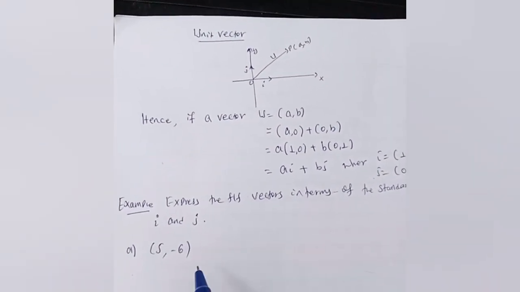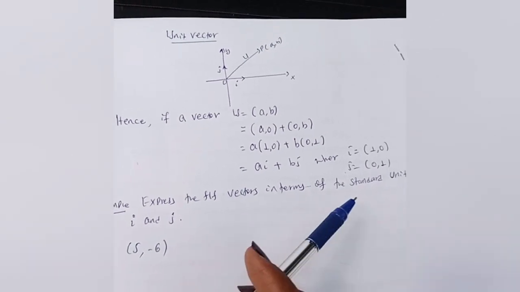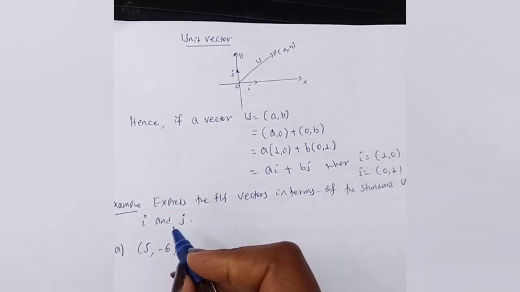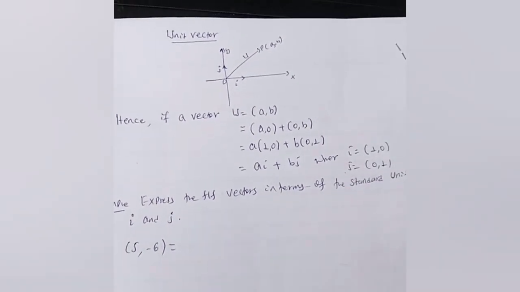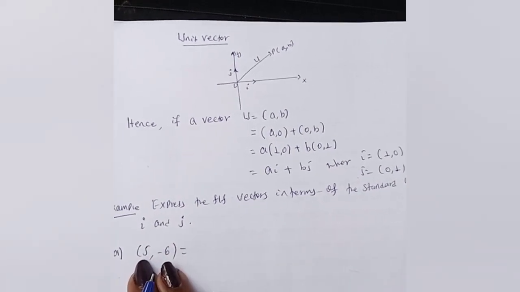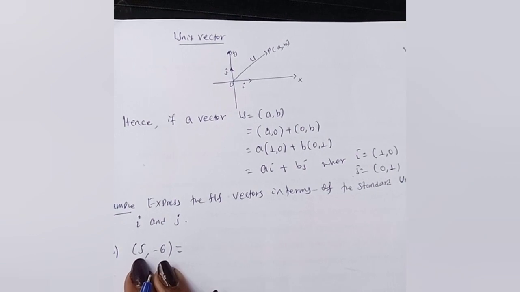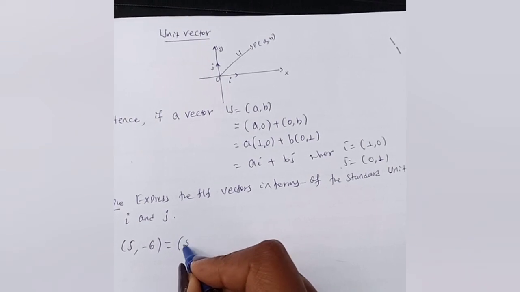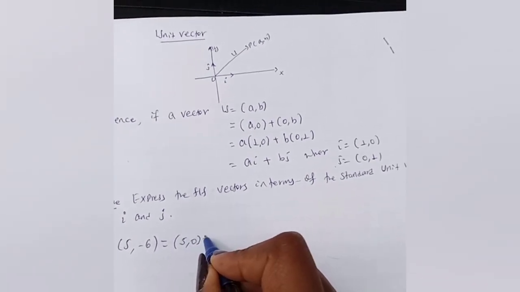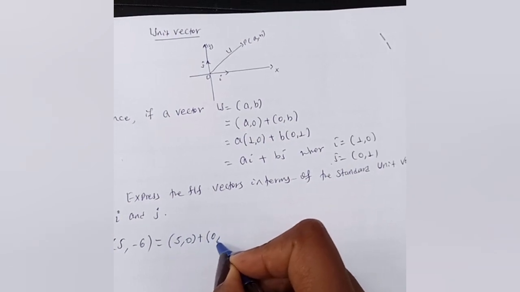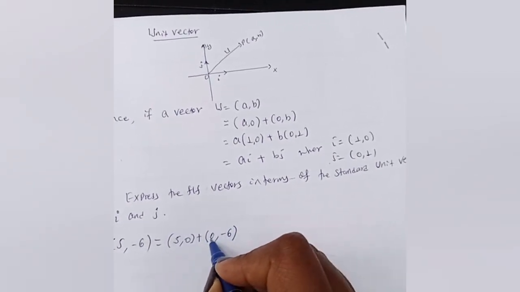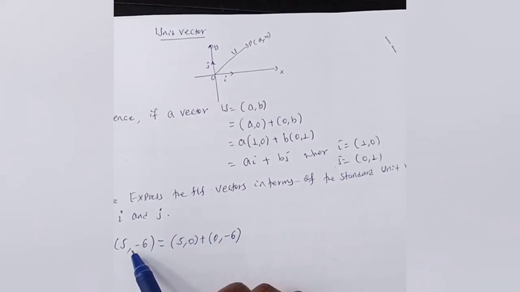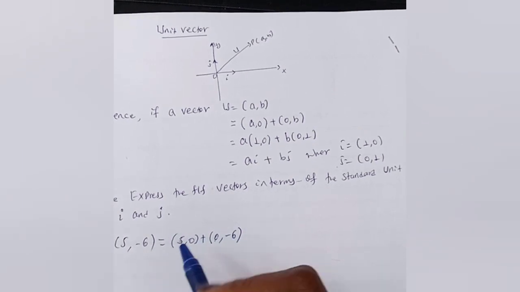Let's express the following in terms of standard units, or the form of i and j. So we have this bracket 5 comma minus 6. What is the standard form of this 5 comma minus 6 in terms of unit vectors? So we know that 5 comma minus 6 can be written in the form of 5 comma 0 plus 0 comma minus 6. The sum of the two gives this itself, because 5 plus 0 is 5, 0 plus minus 6 is minus 6.